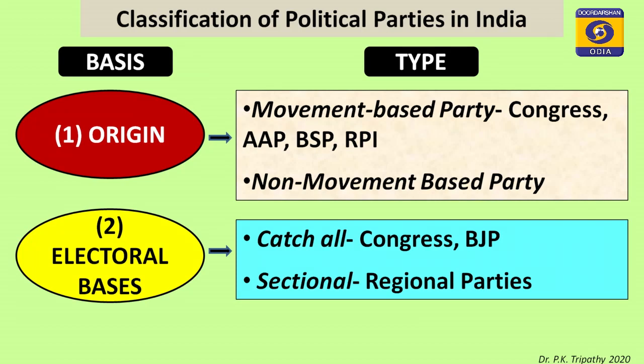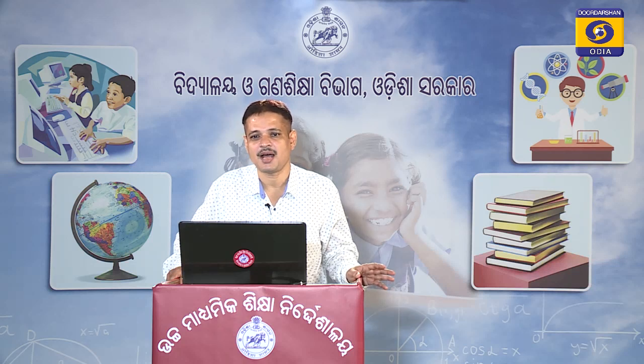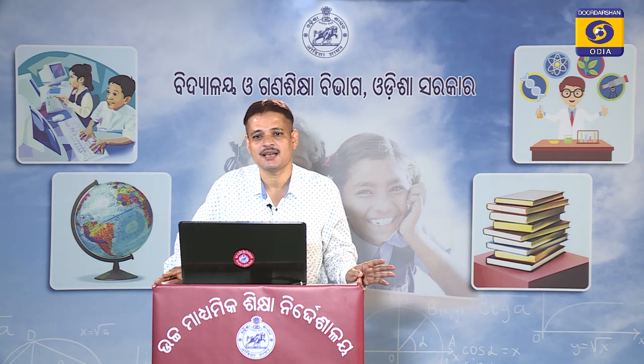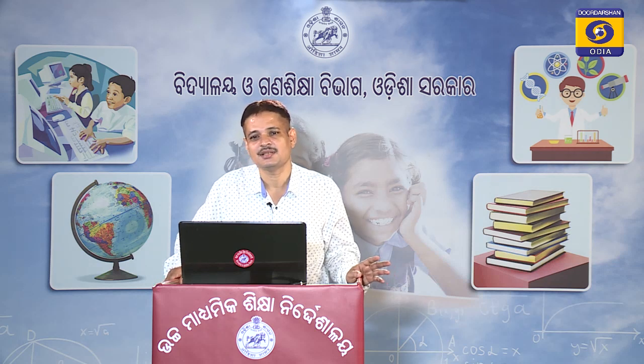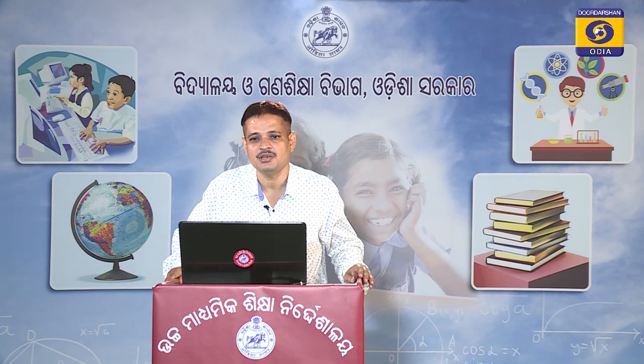And contrary to the catch-all phenomenon, there is also another context, that is known as sectional. So, some parties also address certain sections of the society. Sections may be on the basis of caste or language, like that. Most of the regional parties in India are sectional in orientation. Sectional here means they attract a particular section of the voters.